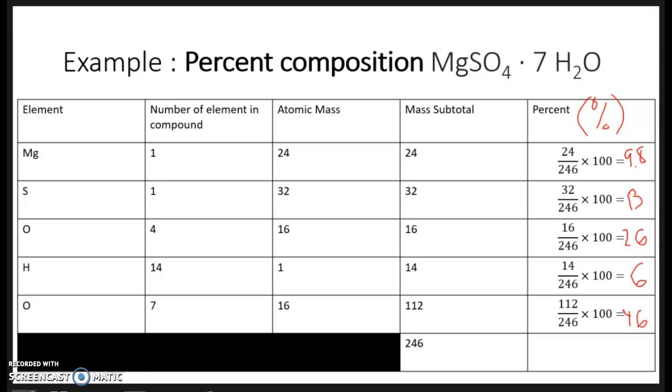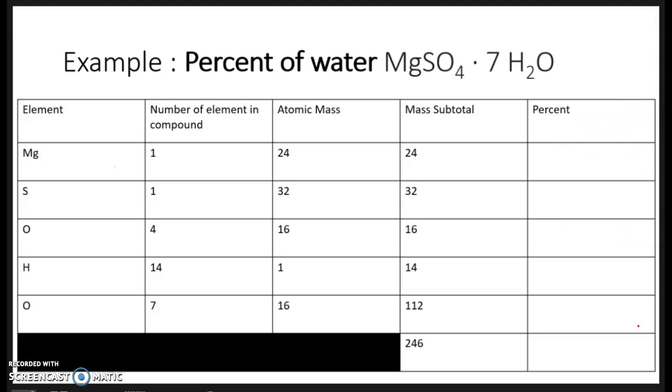Now, what if we just want the percent of water? Well, guess what? We're pretty much there. Now, to get the percent of water, hey, listen, just add up the mass of hydrogen and oxygen here, right? And we get 126. Listen, that 126 is the mass of just the water. It's the mass of my hydrogen and oxygen of the water alone. We're not counting the oxygen in the compound. We're just counting the water now.